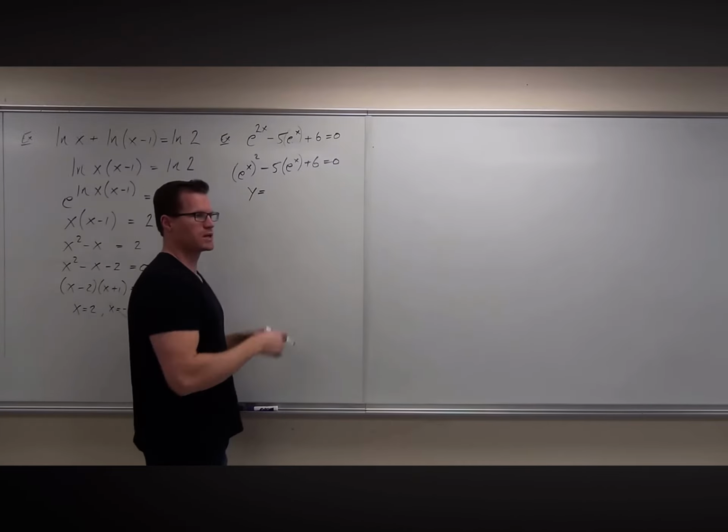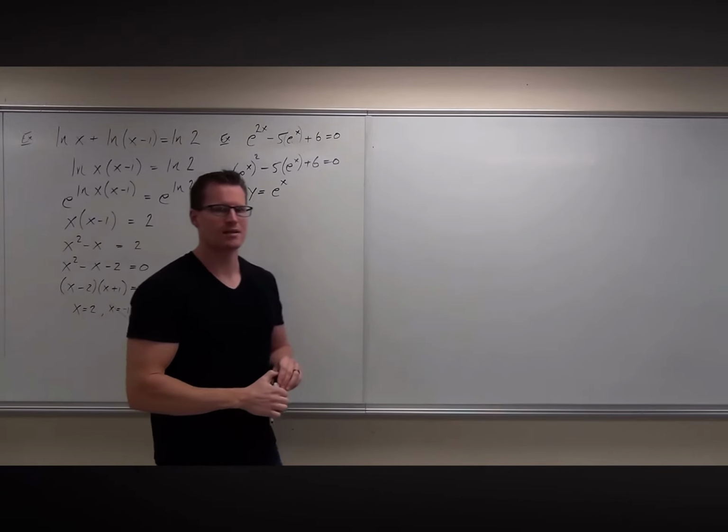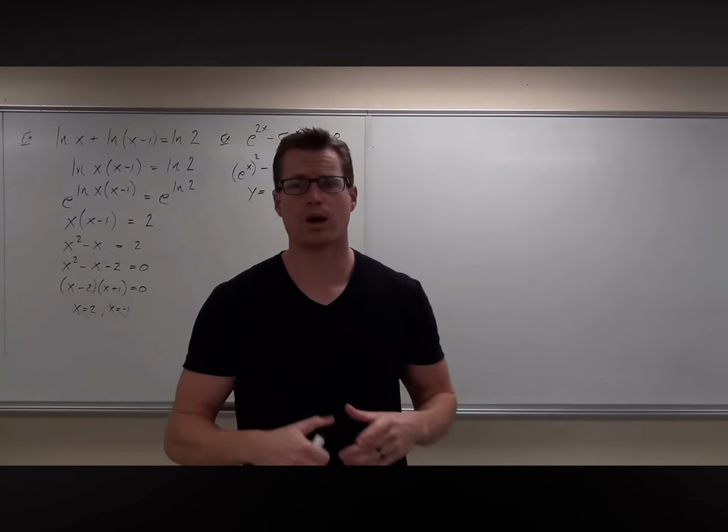Whenever you have that, one part's being squared, one part's not being squared, you can use a substitution, just create a dummy variable like y. If you do a substitution, like y equals e to the x, then instead of writing e to the x everywhere, what could we write everywhere?